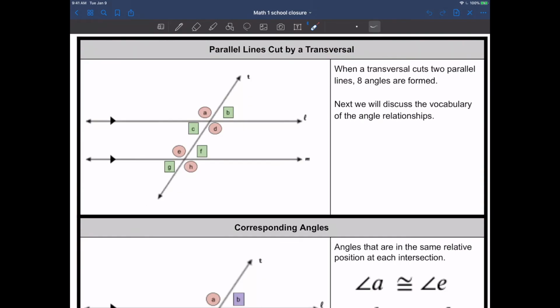All right, here's a picture of parallel lines that are cut by a transversal. Our transversal is line T. And we know that lines L and M are parallel because we have these matching arrows here that say they are. So when a transversal cuts two parallel lines, 8 angles are formed. And now we're going to discuss the vocabulary of these angle relationships.